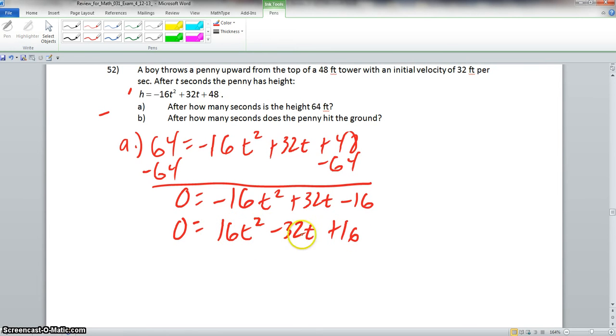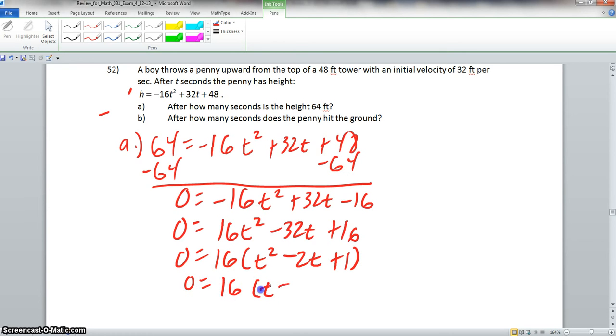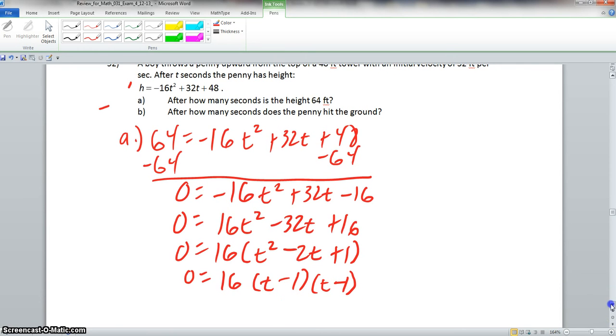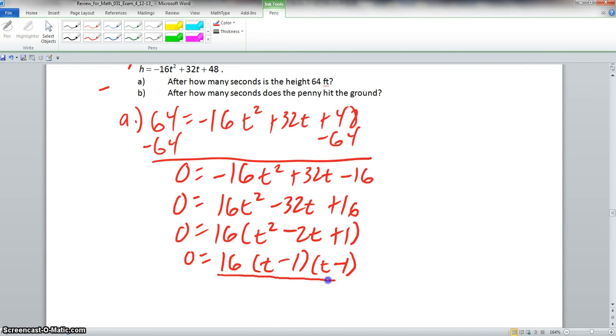So now we can factor. We can factor out 16. We get t squared minus 2t plus 1. And when we factor this equation, we'll be left with t minus 1 times t minus 1. Now, we could divide each side by 16. 0 divided by 16 is 0. We have t minus 1 and t minus 1.